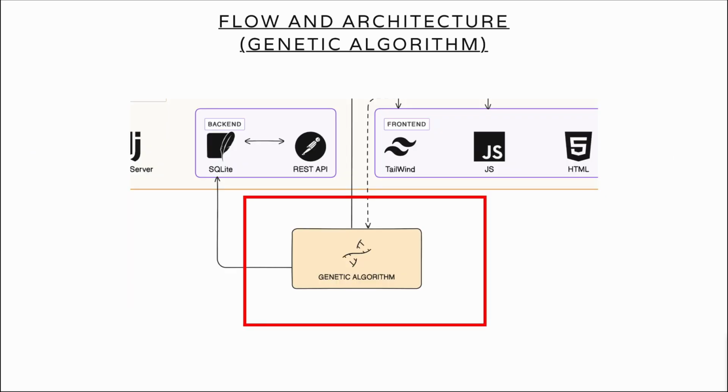Thirdly, we have a genetic algorithm. It is a scheduling algorithm which is optimally allocating appointments to the doctor in the waiting area based on the doctor availability, the patient waitlist, and the symptoms of the patient. Let's understand the flow of the system.